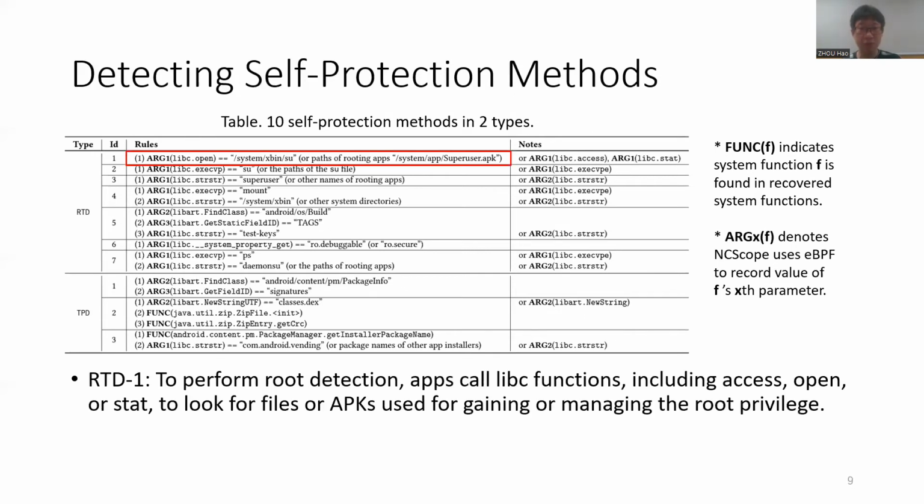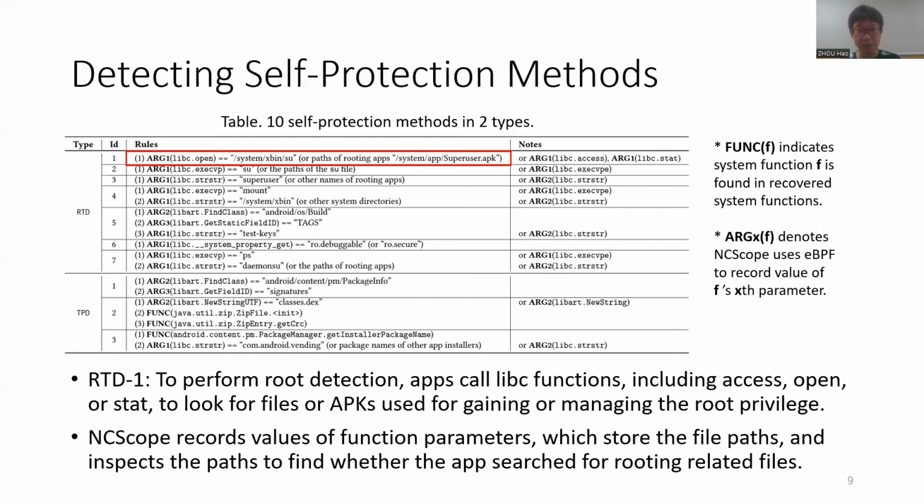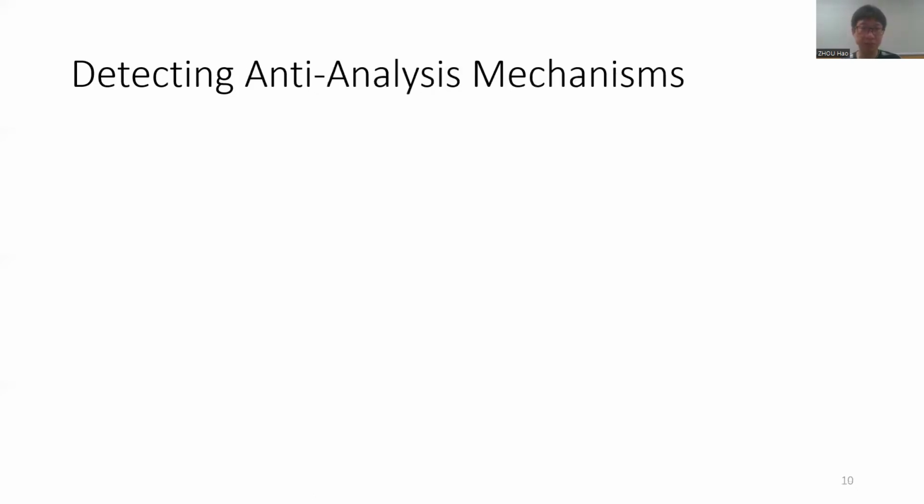For example, to perform root detection, an app can look for the executable files or APKs used for gaining or managing the root privilege from the file system, because these files are typically found on rooted devices. To detect this root detection method, since the libc functions including access, open, or stat can be invoked to check file existence, NCScope records the values of their first parameters, which store the file paths, and then inspects the obtained paths to find whether the app searched for root-related executable files or APKs.